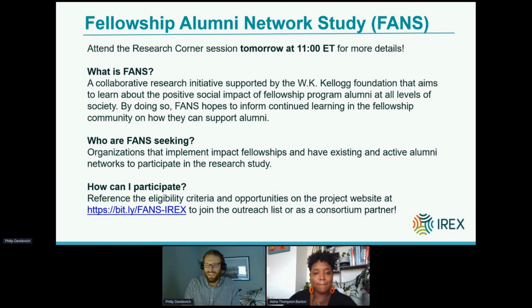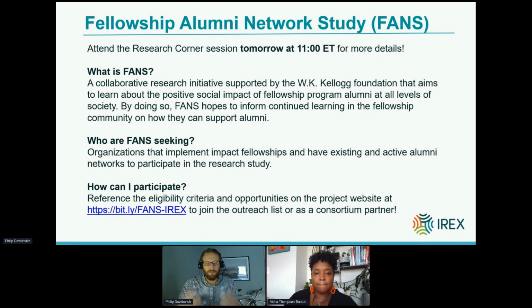And so what are we doing? Why are we calling this a call to action at the end of this session? It's because we're seeking partners and collaborators in this whole research initiative. So organizations that implement impact fellowships and have existing and active alumni networks to participate in the research study, either as an outreach partner, so maybe joining a learning circle or being a key informant interview or focus group participant. But also, if you want to be more engaged as a consortium partner, you can apply for those kinds of positions or opportunities within that project, because it is funded. We finally have a little bit of money to give us some runway to explore this space.